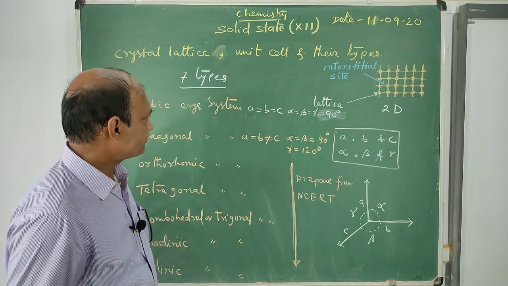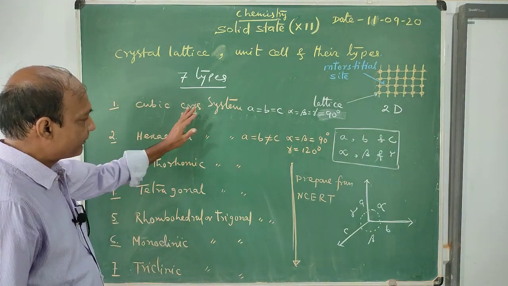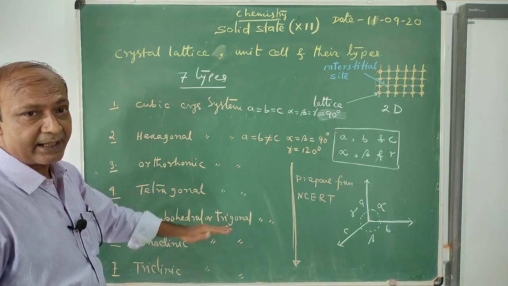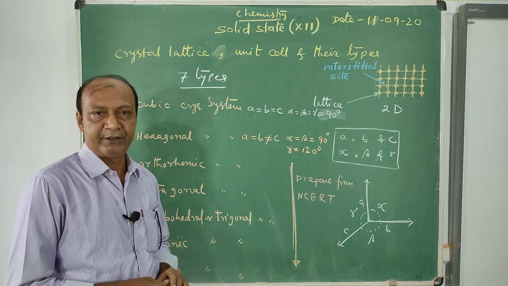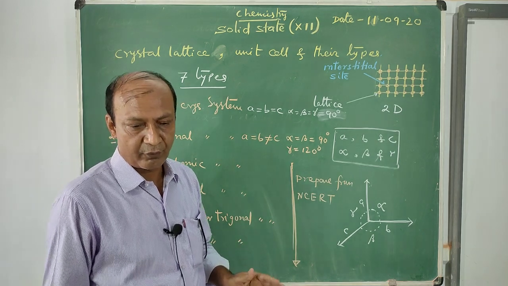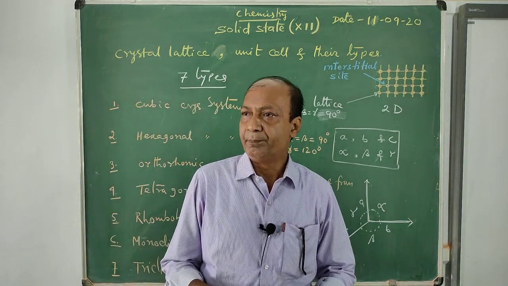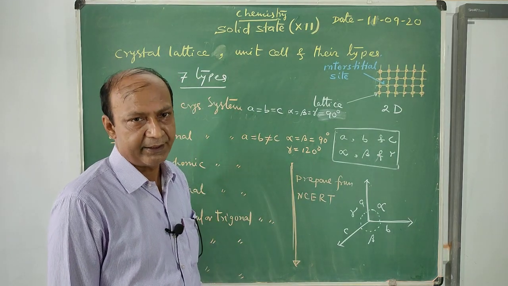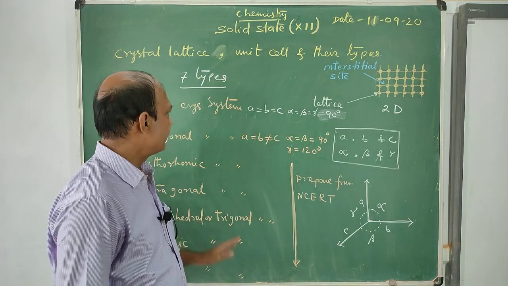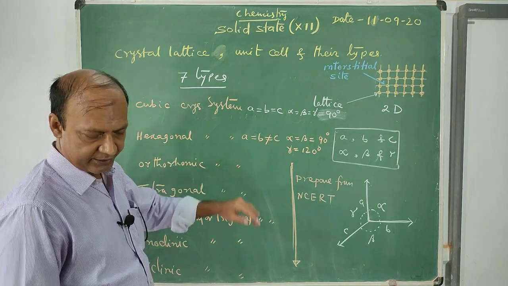Next, see, interestingly, after knowing that there are 7 types of crystal systems, you have only the cubic crystal system in your syllabus. For your board exam and also competitive exams, you have the cubic crystal system in your syllabus. Now let us discuss the cubic crystal system.